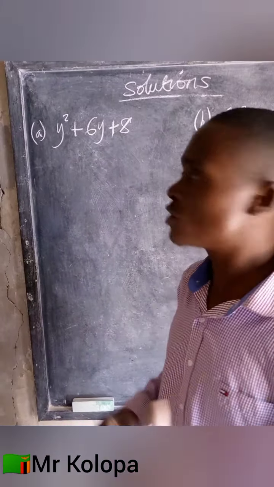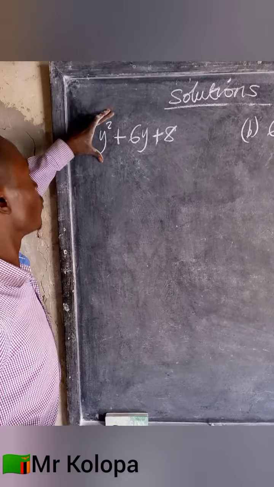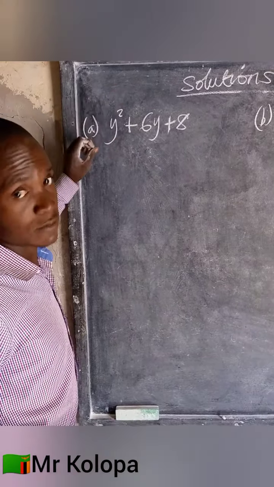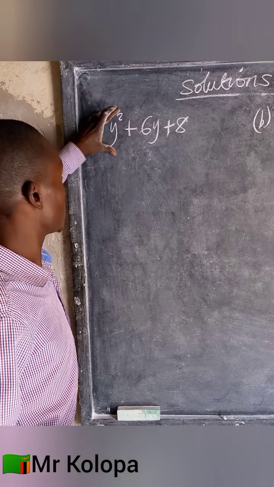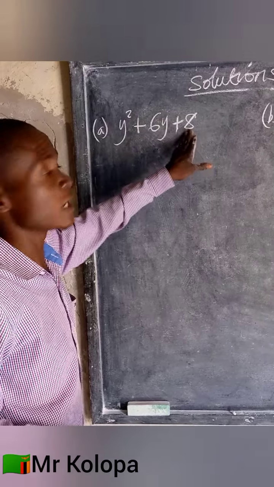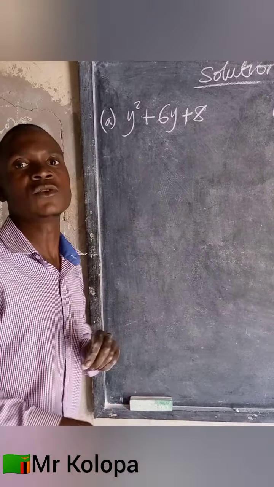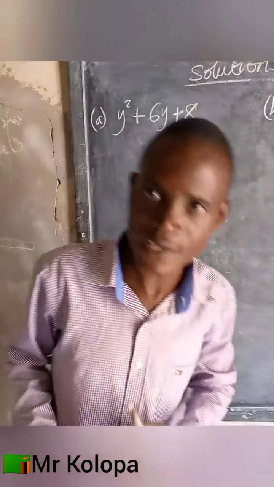Now, how can you know that this is a quadratic? We said you need to have something like this. You need to have 3 terms. This is squared, this is not squared but there is a letter, and we also have a number which is a constant. Having something like this, you know that this is a quadratic.